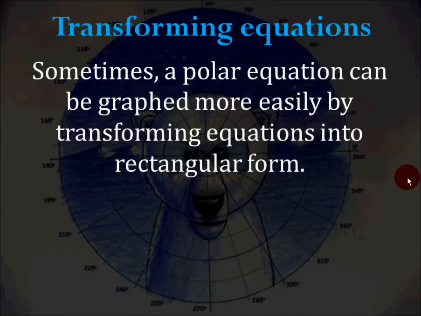So sometimes a polar equation can be graphed more easily by transforming it into rectangular form. Think of this as two different languages that end up with the exact same meaning. If you were to say brother in Spanish, you would say hermano, and that means the same thing as brother in English. So you could have a polar equation and a rectangular equation that look totally different, but when you graph them, look exactly the same. That's how this works, and sometimes it's easier to graph in one form than the other.